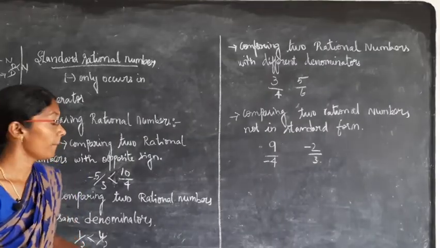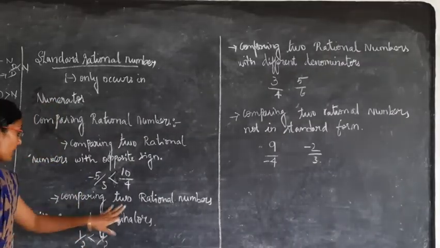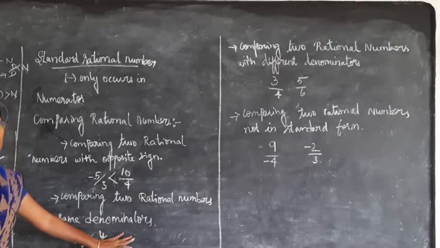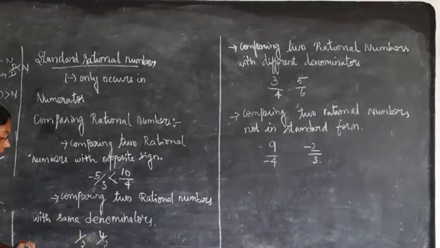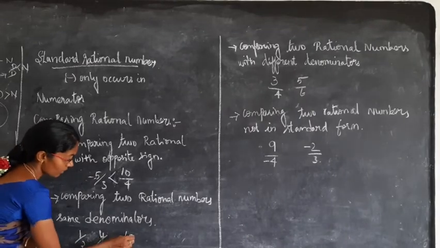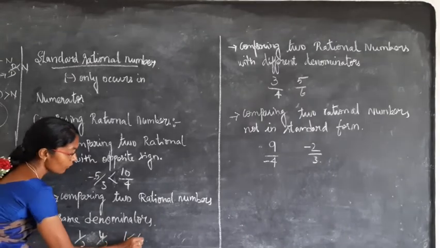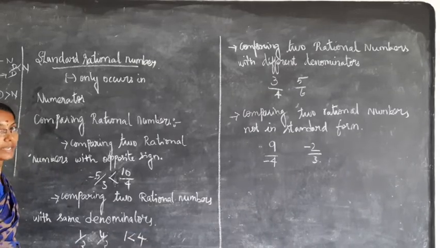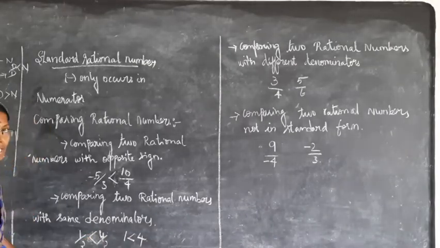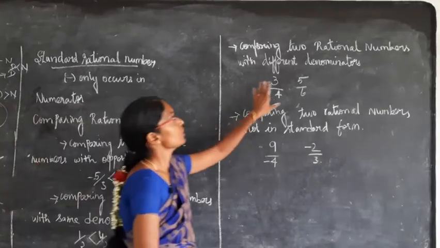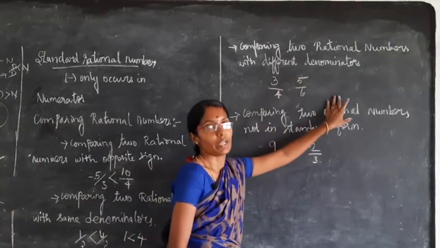Next one, comparing two rational numbers with the same denominator. See here, the denominators are the same. So you can easily say that 1 is less than 4. So which one is greater? 4 by 3 is greater than 1 by 3. Okay. So next one, comparing two rational numbers with different denominators.